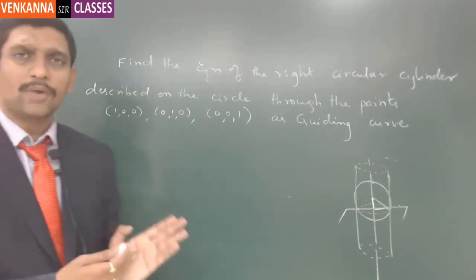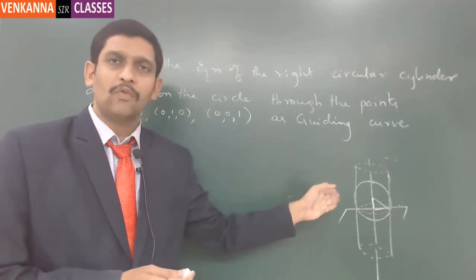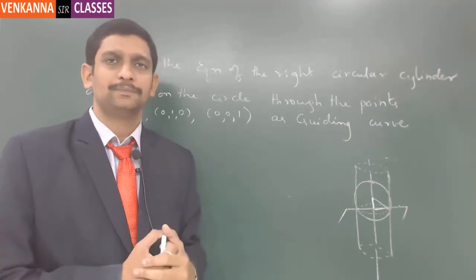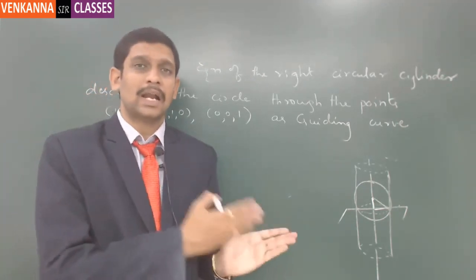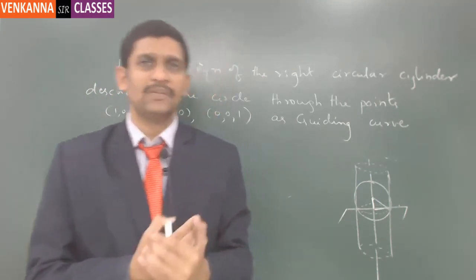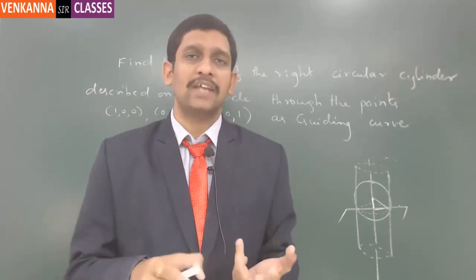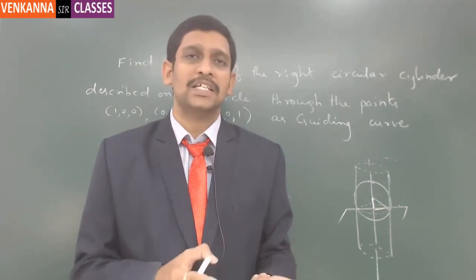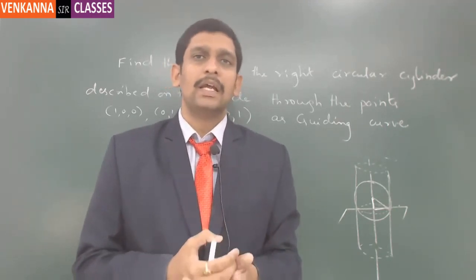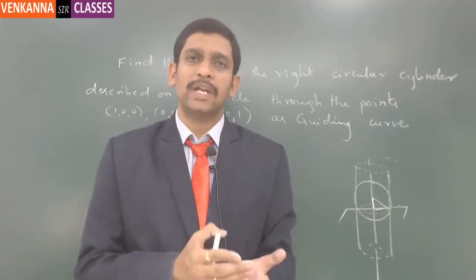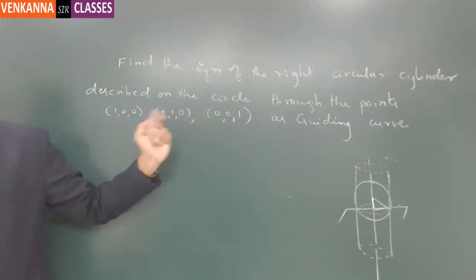So for this problem, the approach is very similar to the previous problem we have taken just now. The main difference between the previous problem and the current problem is that in the previous problem, the sphere equation and plane equation are straight away given and their intersection is nothing but the circle and you have done the problem. Here, instead of directly giving the sphere and plane equation, he has given the points on the circle.